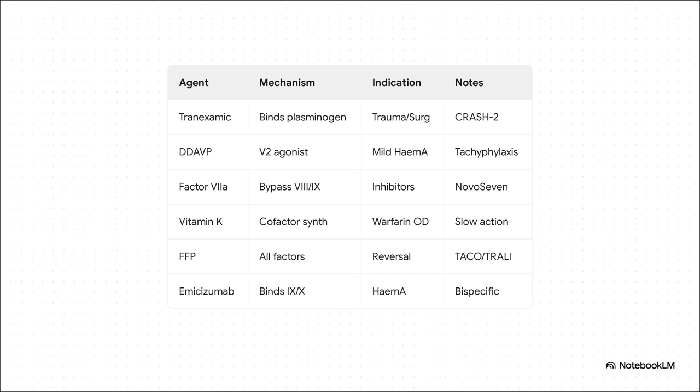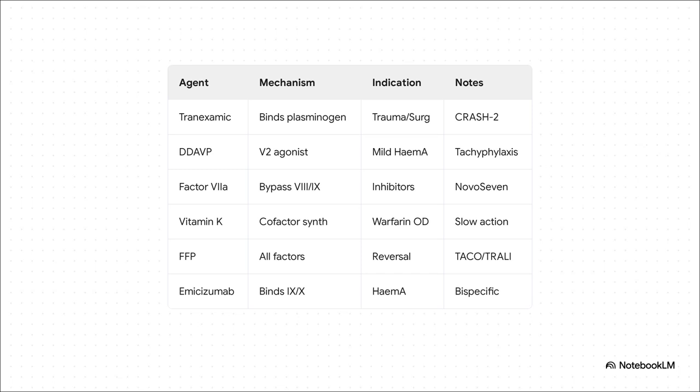Moving on to clotting factor concentrates, we have factor VIII, factor IX, and crucially, recombinant factor 7A, which goes by NovoSeven. We also have prothrombin complex concentrate, or PCC, and FEIBA. Then, of course, there's vitamin K, an essential cofactor, and fresh frozen plasma, or FFP. Now, if you need immediate factor replacement, FFP provides it, but you must list its severe risks: TACO, which is transfusion-associated circulatory overload, and TRALI.